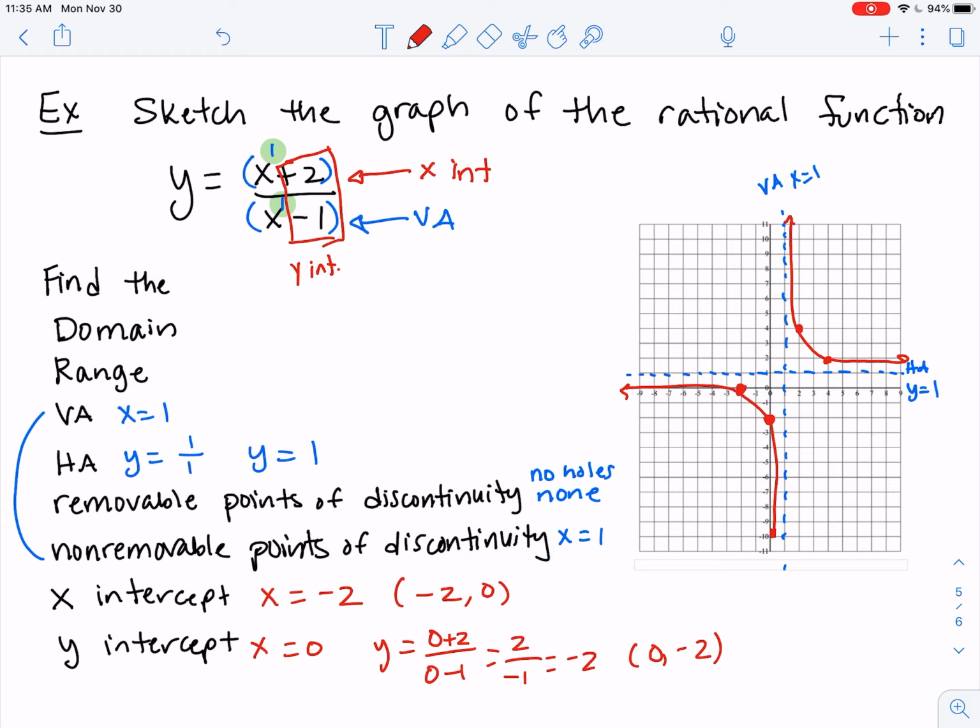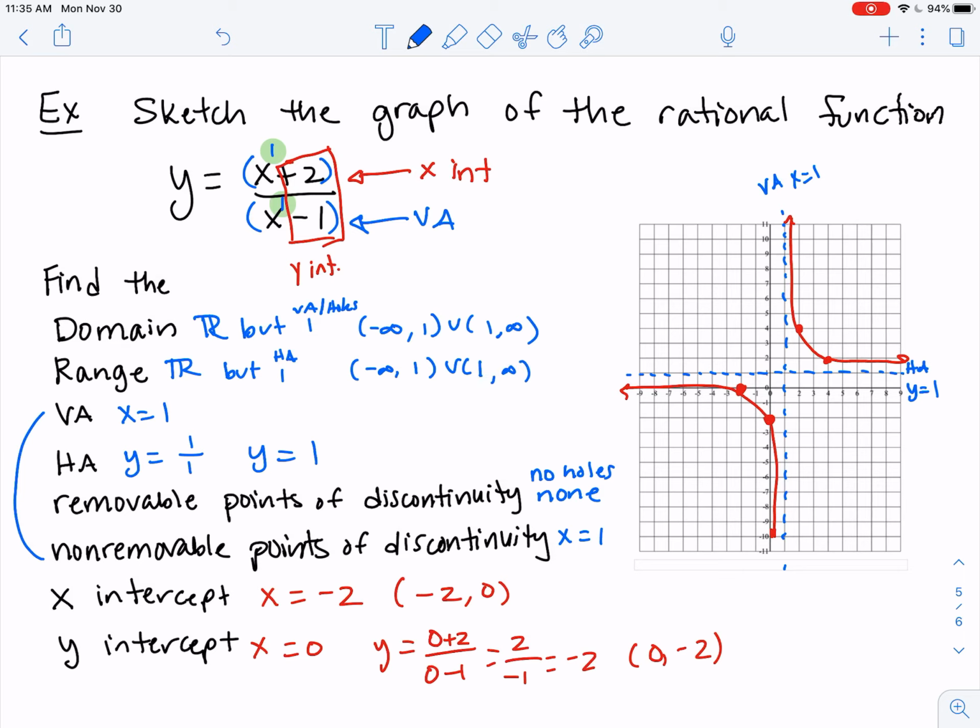Okay. All right, so let's take a look at what we have. Your domain is going to be everything but vertical asymptotes and holes. Well, what do we have? The vertical asymptote is 1, so everything but 1. Negative infinity to 1, union 1 to infinity. The range is going to be everything but the horizontal asymptote. So the horizontal asymptote is at y equals 1, so everything but 1. Negative infinity to 1, union 1 to infinity. All right?